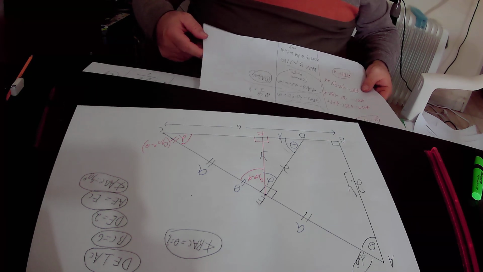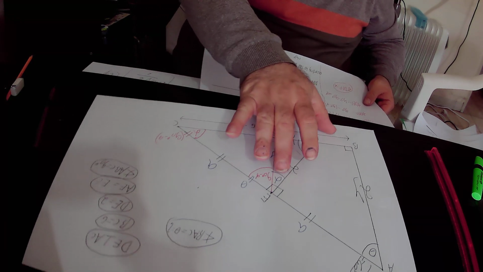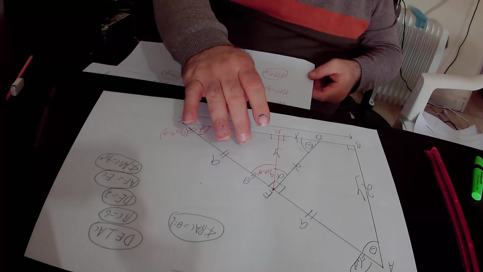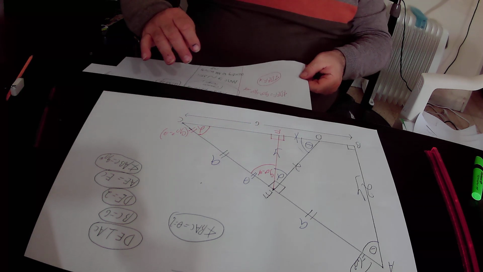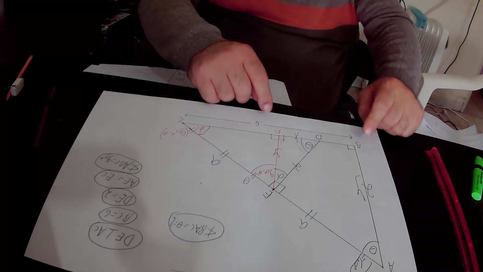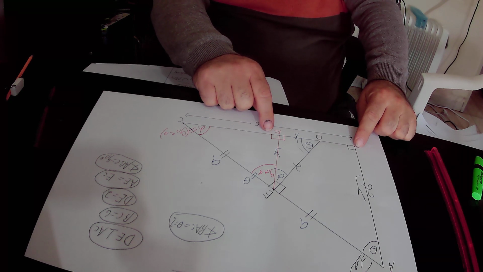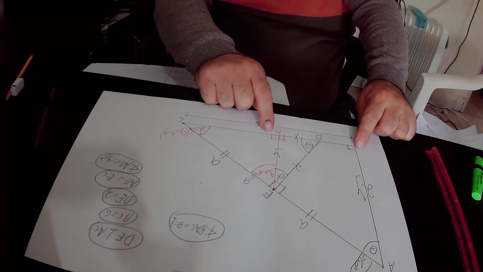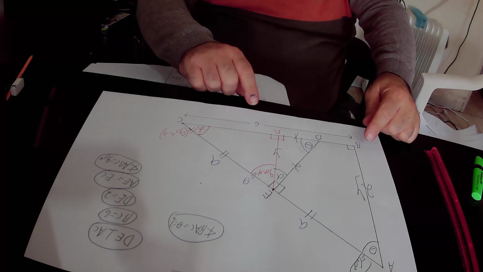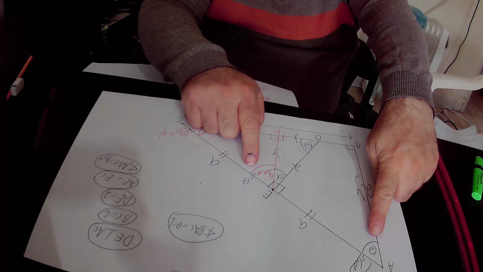Then we proved that the right big triangle ABC is similar to the right small triangle FEC. Why are those two right triangles similar to each other? First of all, those two angles are equal to each other because both of them are equal to 90 degrees. In addition, those two angles are both equal to theta, therefore they are equal to each other.